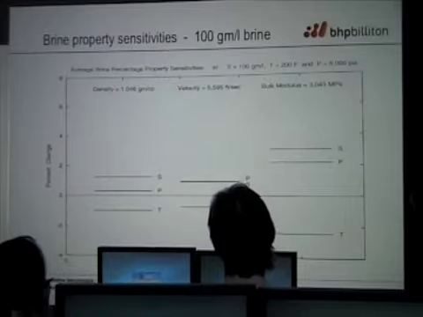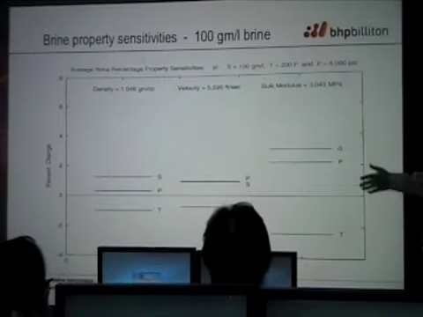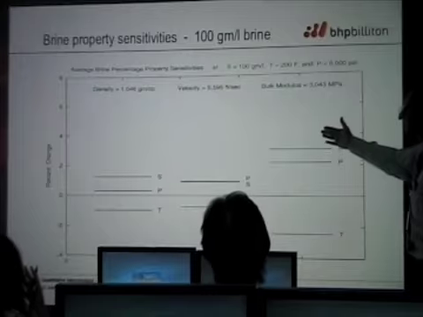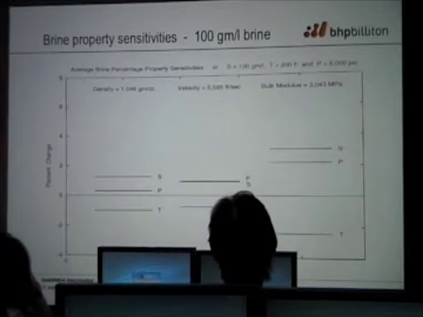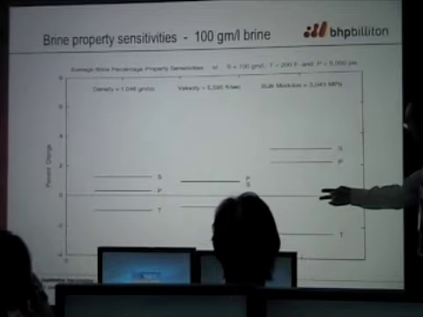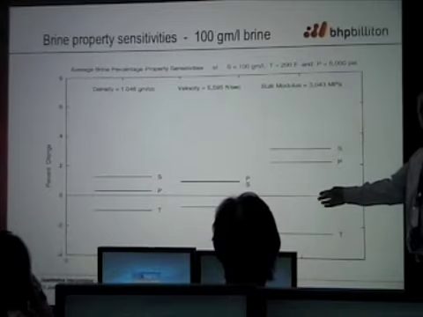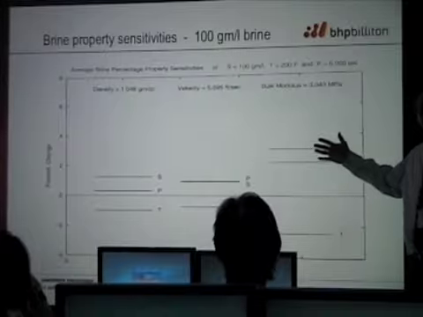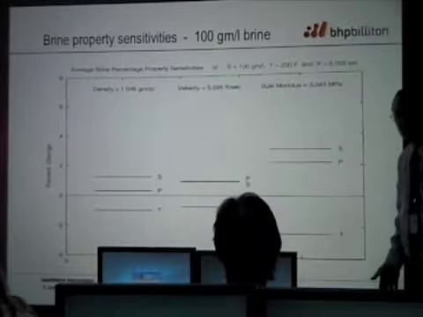So this is again the percent change due to a 1% change in the property. And what do you see here? Let's look at this one. It's the big one that counts. And what it says is you've got to know salinity and pressure and temperature. You don't have something that's close and something that's far away. You've got three that all have a similar type of effect. You've got to know them all.